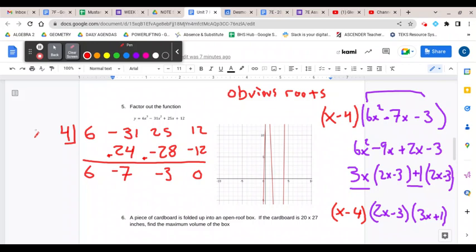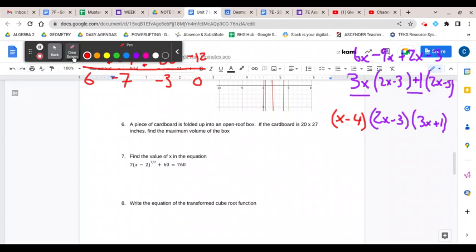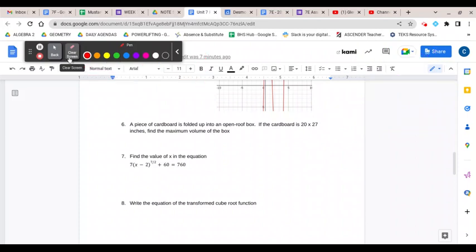Alrighty, a couple more problems here. Number 6: a piece of cardboard is folded up into an open-top box. The cardboard is 20 by 27. Find the maximum volume of the box. Again, this is where we're going to have 20 minus 2x, that's going to be one side, and then 27 minus 2x is the other side, and then x is the height. We'll graph that. It's asking for the maximum volume, so the volume is a y value. So 20 minus 2x, 27 minus 2x, times x.